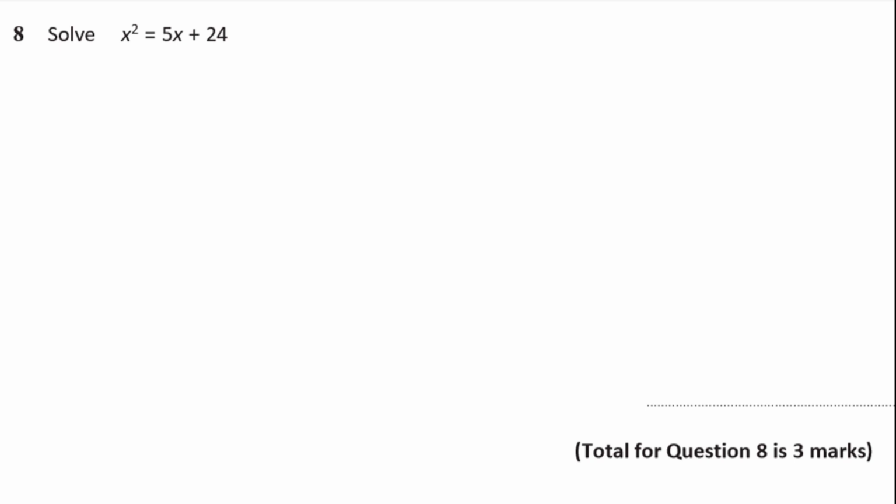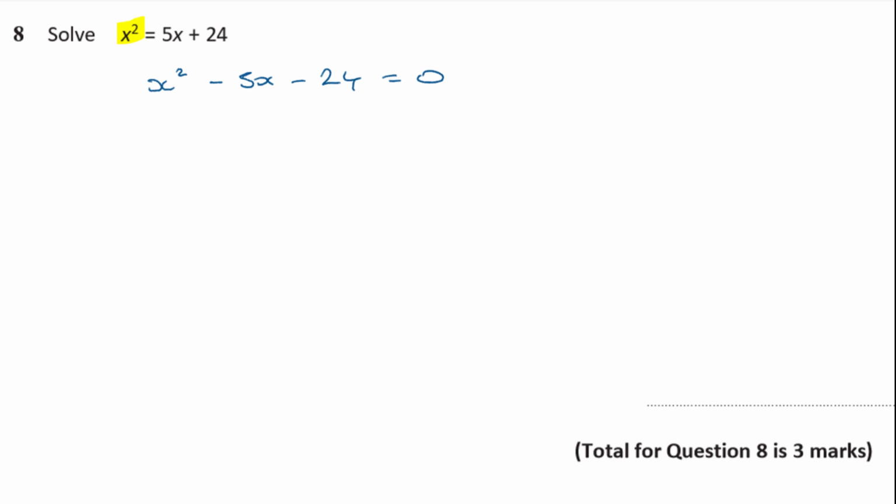Question 8. Solve x squared equals 5x plus 24. Okay, so notice that this is a quadratic equation. It's not a linear one because I've got a little square in here, haven't I? I've got x squared. Okay, so when you want to solve a quadratic equation, you need to try and get everything to one side first of all. So rewriting this with everything on the left, I'm going to get x squared minus 5x minus 24 is equal to 0, aren't I? Okay, because what I'm going to be doing is taking 5x away from both sides and taking 24 away from both sides.